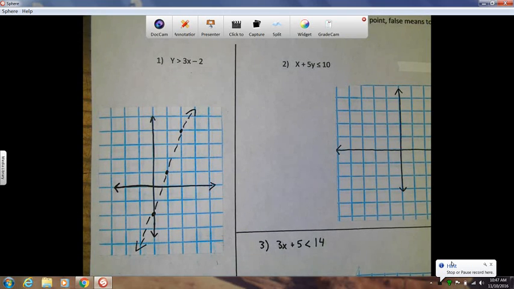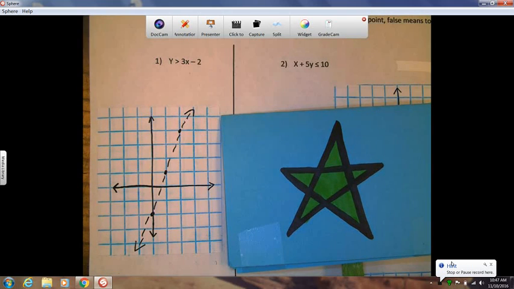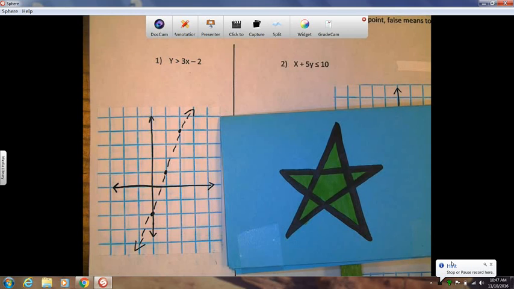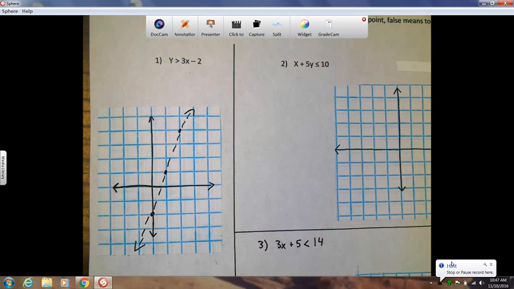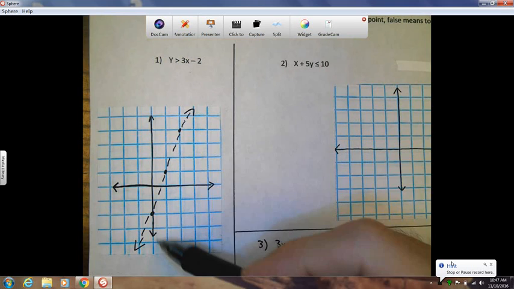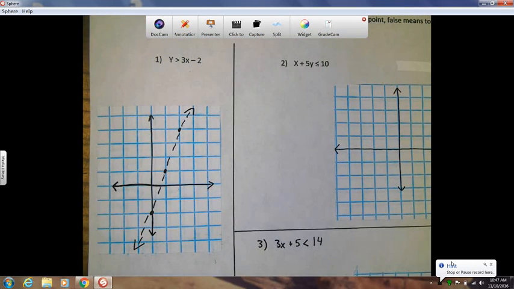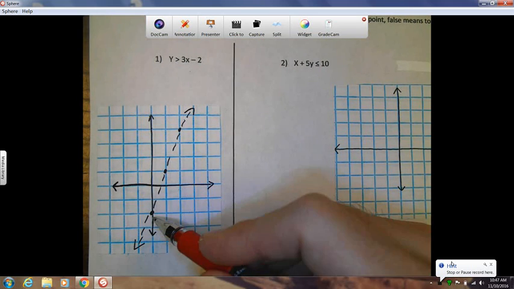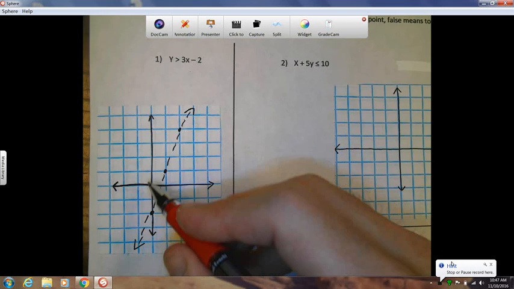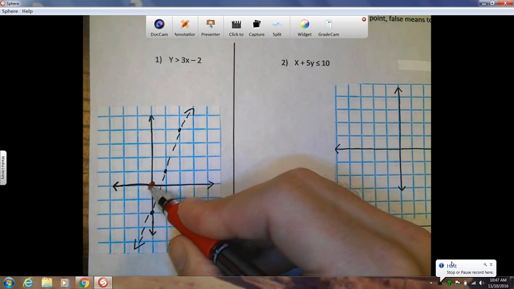Again, people miss this all the time. You have not solved it until you've shaded. You haven't ever said what the answer is. You just graphed the boundary. So I'm going to test a point. Are my answers on this side of the line or are they on this side? You have to test one that the line or the boundary does not go through. It does not go through 0, 0. So I'm going to test that point.